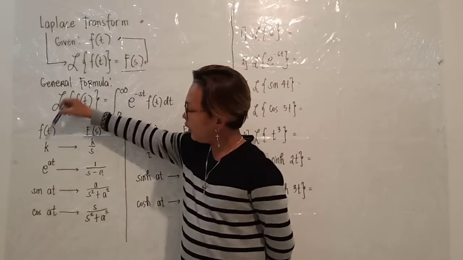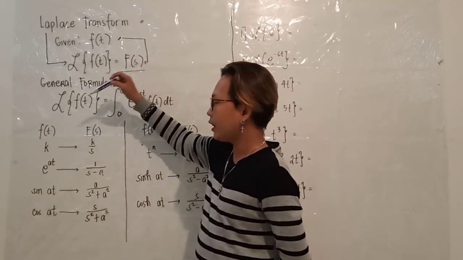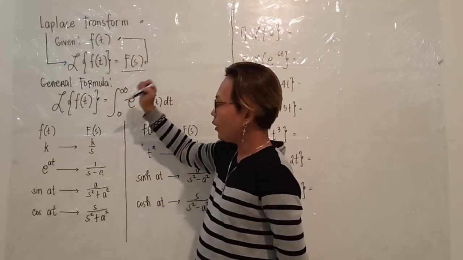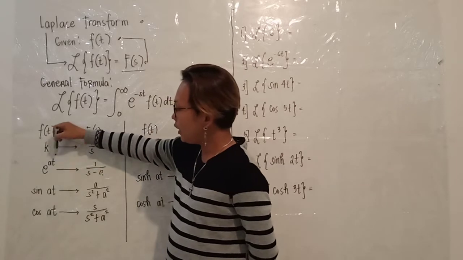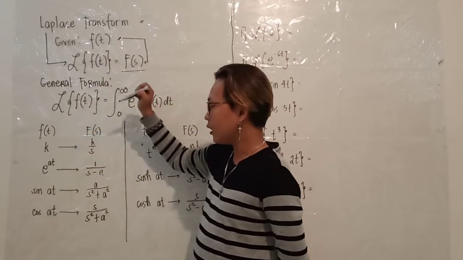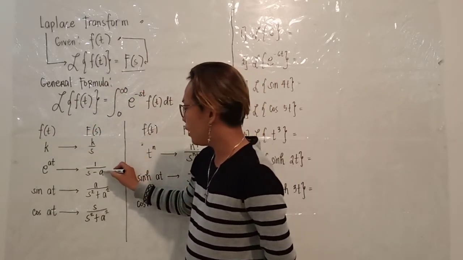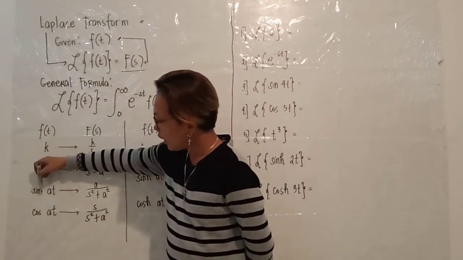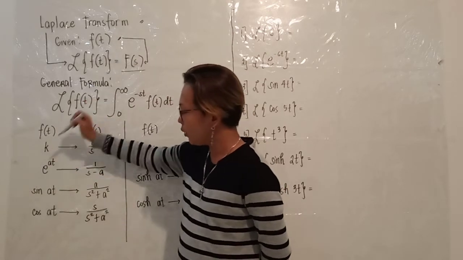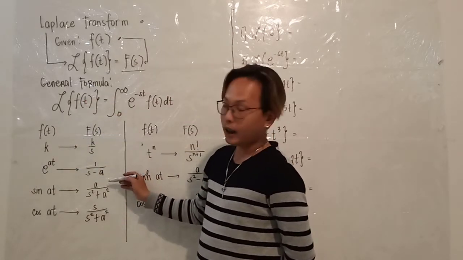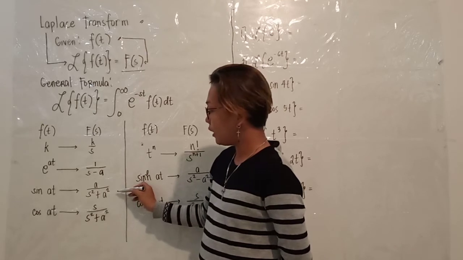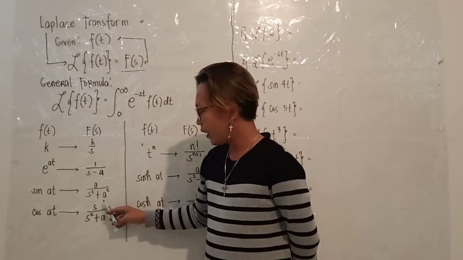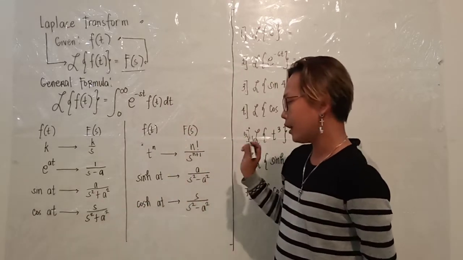Now, for k, you will have k over s. K is any constant given, so this will be k over s. Kapag naman e raised to at, wherein a is constant, you will have 1 over s minus a. Kapag naman sine of at, wherein a is also constant, you will have a over s squared plus a squared. If you have cosine of at, you will have s over s squared plus a squared.